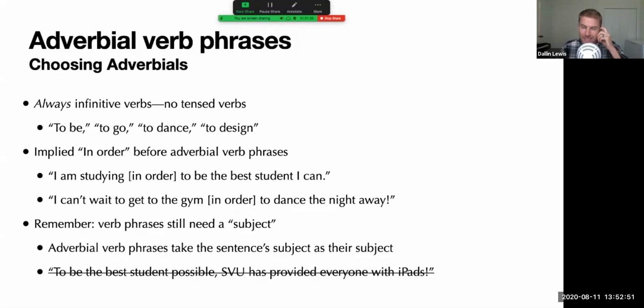Now remember that while they are not tense, they still technically require a subject, which means that your adverbial verb phrase needs to correspond with the subject of the sentence that they are a part of. So let's look at the struck out sentence. "To be the best student possible, SVU has provided everyone with iPads." Now, SVU is not a student. And so thus they could not be the subject of this verb phrase. SVU is not trying to be the best student possible. They are trying to help all of you be the best students possible. So in that case, you have a mix-up of subject and adverbial phrase.